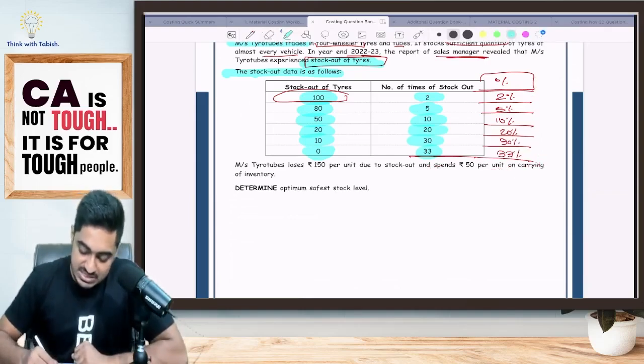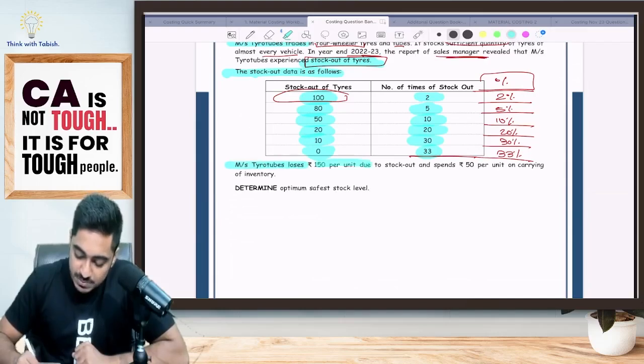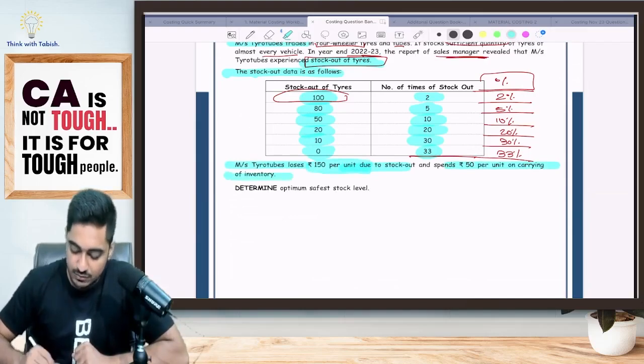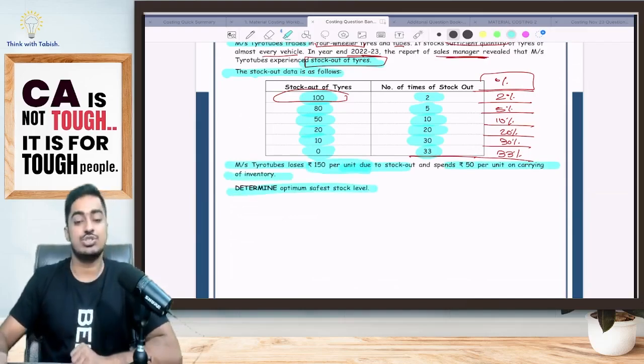Now, Mrs. Tyrotubes loses 150 per unit due to stockout and spends 50 per unit on carrying of the inventory. Determine the optimum safety stock level.